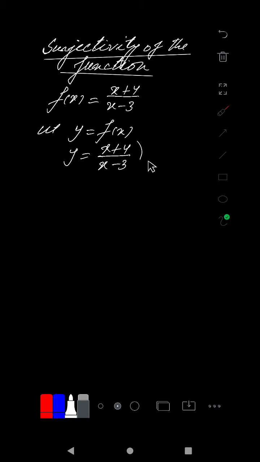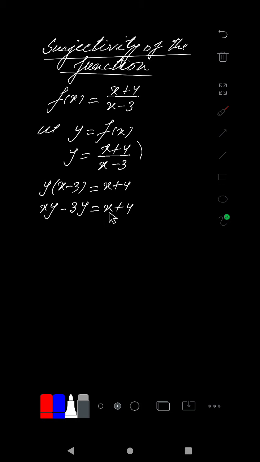Then we transform this equation as x is a function of y, and in order to do so, we have to transpose x minus 3 to the left hand side first. So we get y into x minus 3 is equal to x plus 4. Now opening the bracket, y will multiply both the terms. We have xy minus 3y is equal to x plus 4.